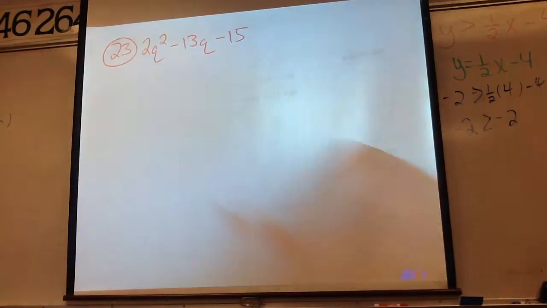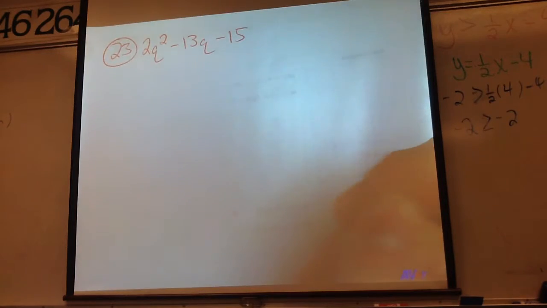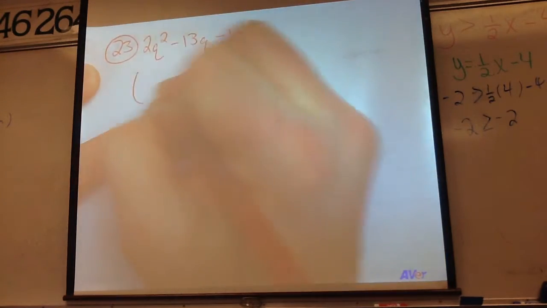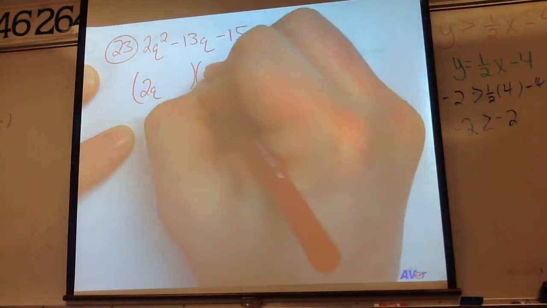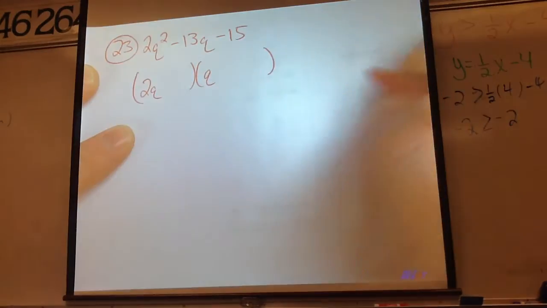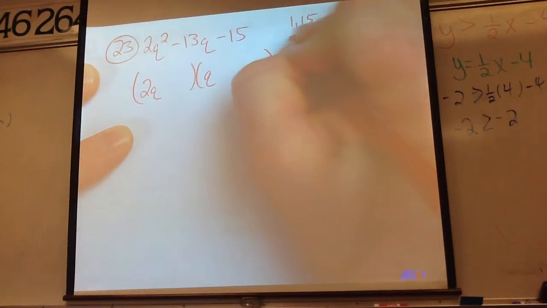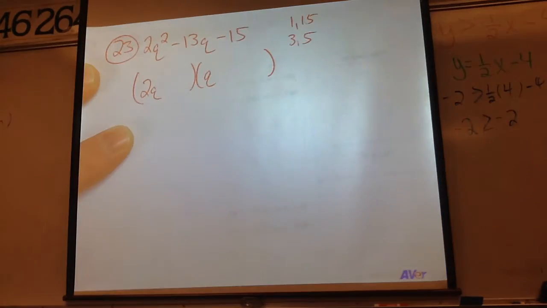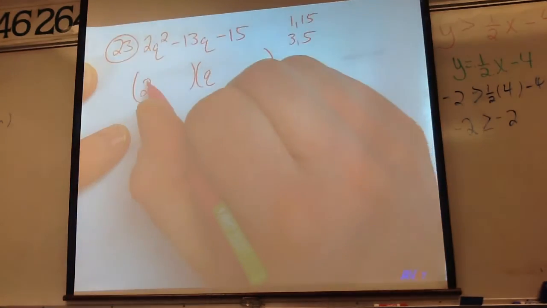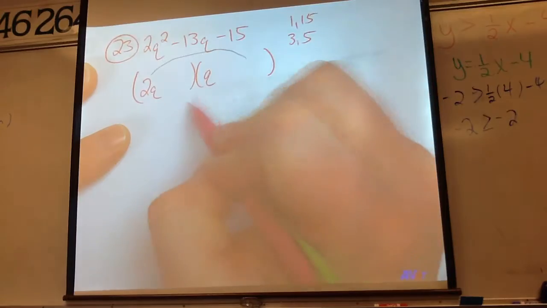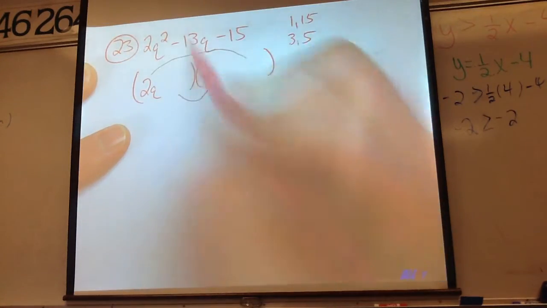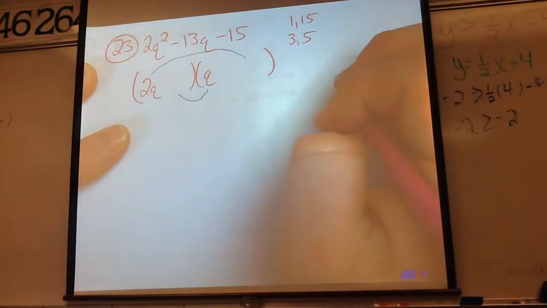How do you do the ones with the 2 in front? Yeah, put 2Q times Q. Any factor of 15. 15 is 1 and 15 or 3 and 5. And then you use a pencil and you kind of just plug in numbers. And remember, you have to do 2 times this one, and this one times this one to get 13 in the middle.